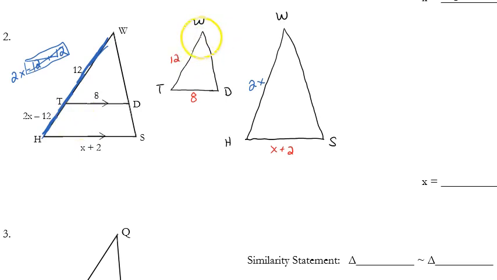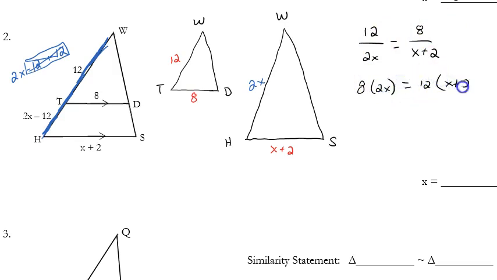Now I can recognize that I have similarity. I have my similar triangles. I can set up my proportions to solve. 12, which is WT, corresponds to WH over 2x, equals 8, which is TD, and corresponds to HS over x plus 2. Once again, we cross multiply. 8 times 2x equals 12 times x plus 2. And I trust you can do the algebra from here, solving to get x equals 6.